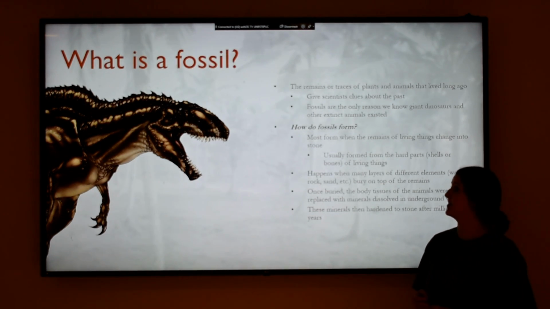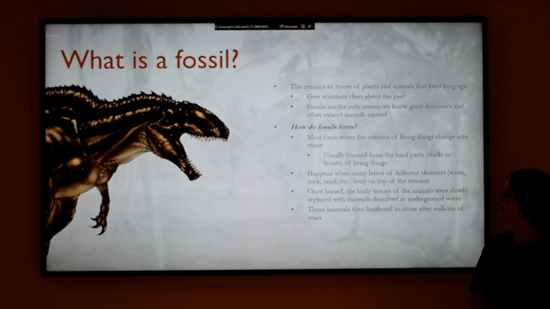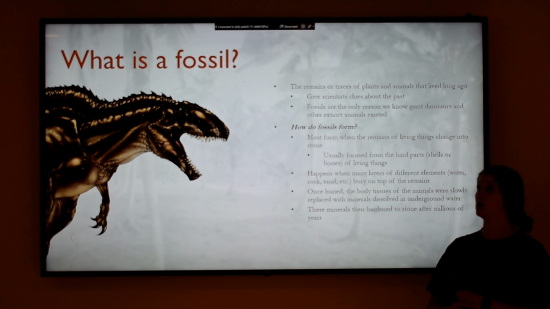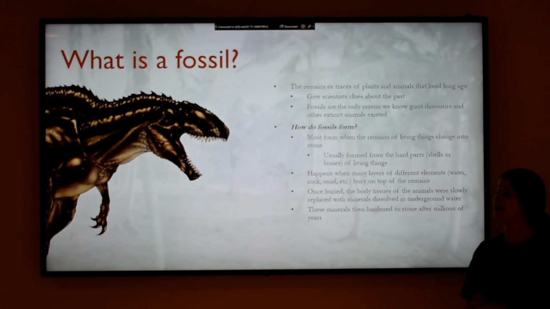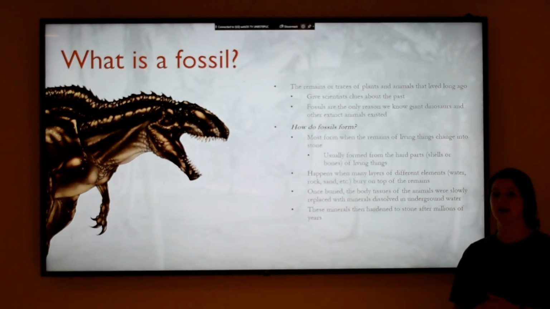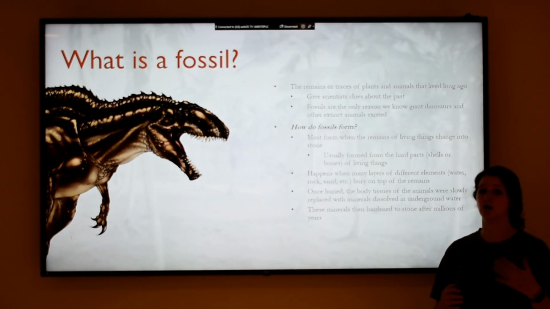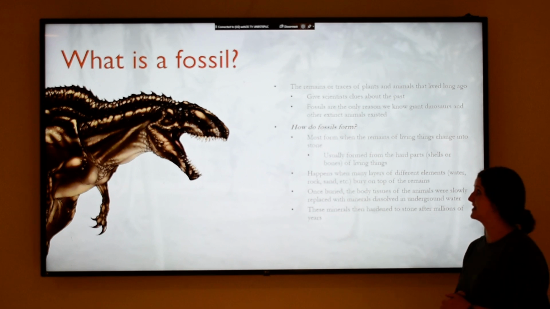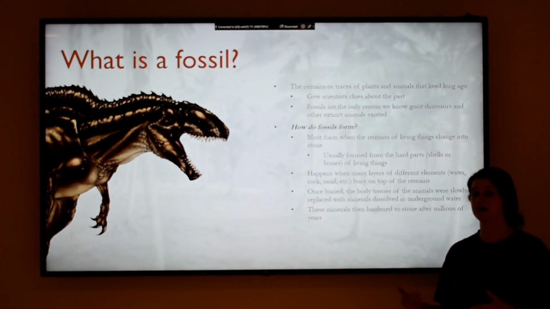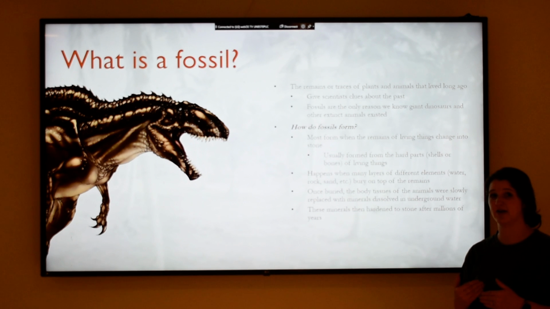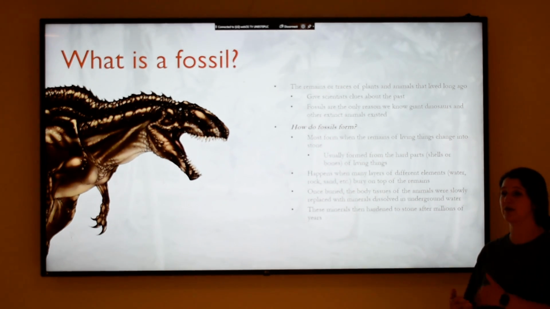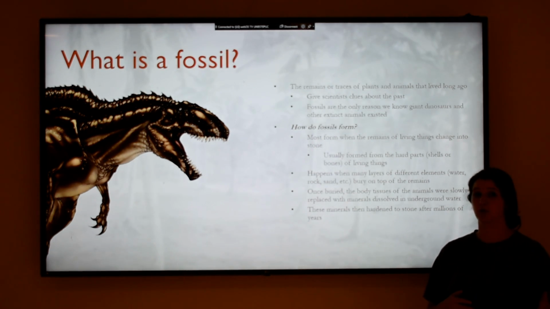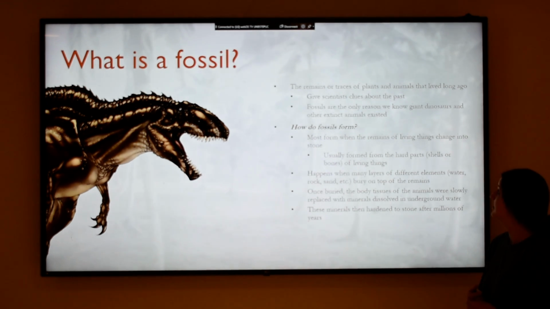So, what is a fossil? A fossil is the remains or traces of plants or animals that lived long ago. They typically give scientists clues about the past. Actually, everything that we know about dinosaurs comes from fossils. Since none of them are living anymore, that's the only way that paleontologists are able to obtain information about them, to know what they were like, where they lived, different things about them. So fossils are super important to this field of study.